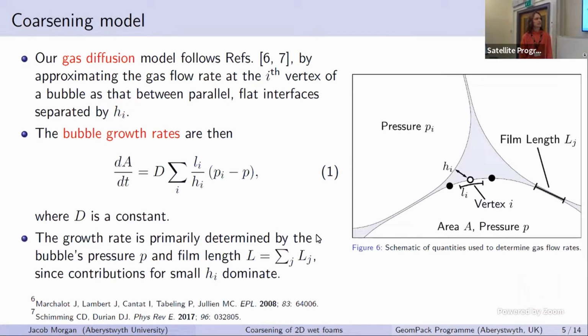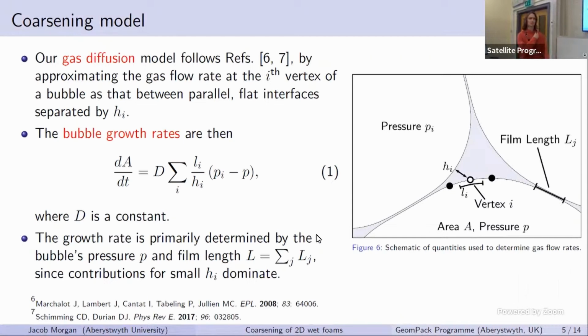So our approach to coarsening is an approximate one. We don't solve Laplace's equation within the liquid. We just take a lubrication-style approximation, which comes via Marshall and co-workers, in Schilling and Durian, which is to say that the gas flow rate through an element of interface near a vertex is just inversely proportional to the distance between that vertex and the nearest interface.